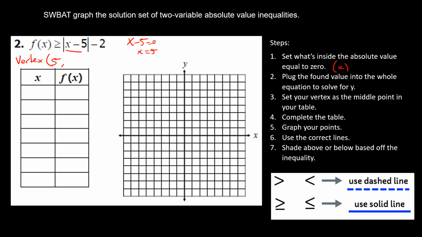To get my y, I take the entire equation, that absolute value of x minus 5 minus 2, and we said this is equal to y. I plug in what I have for my x, so I'd have the absolute value of 5 minus 5, minus 2. Well, 5 minus 5 is 0, so 0 minus 2 equals y, so y equals negative 2. So my vertex is occurring at (5, negative 2).